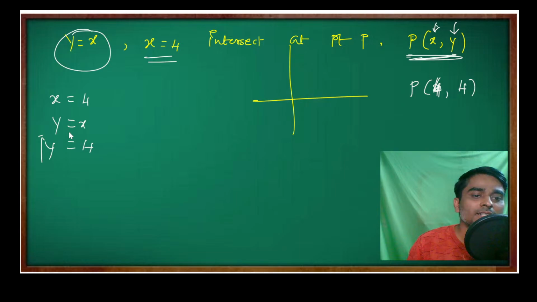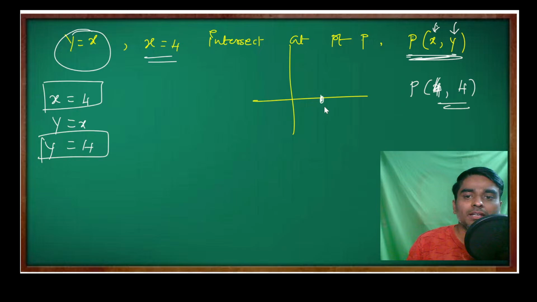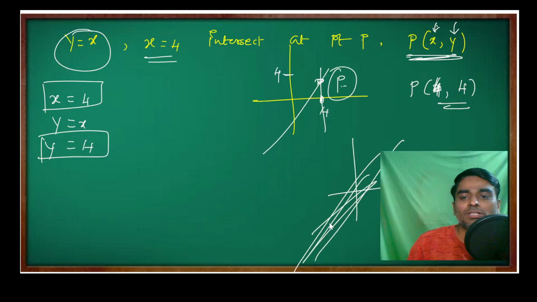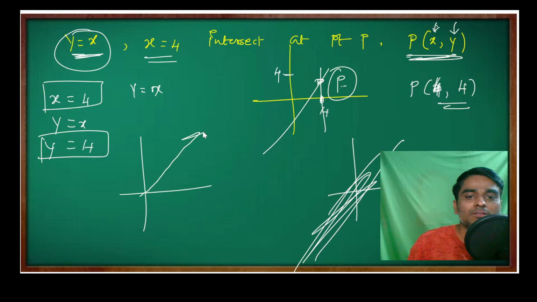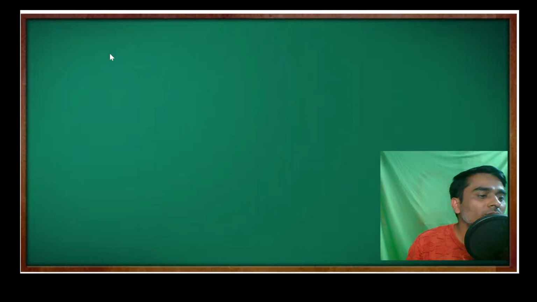That means 4 here, 4 here. So the point is this, like this, the graph. It goes through the origin, actually it should go through the origin, because y equal to x. When will y be equal to x? When the line goes through the origin, okay. So no need to worry about that. Coordinates clear, everyone? 4 comma 4 are the coordinates.